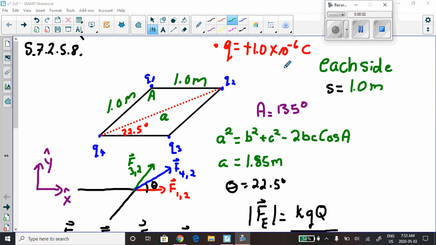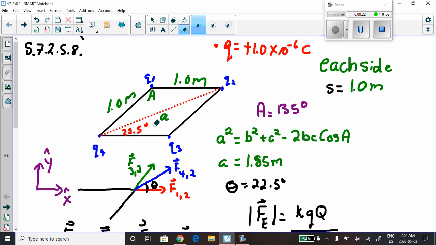Okay, so we got a great question here. Section 7.2, question 8. Waleed asked this one. Thanks a lot, buddy. So this is a rhombus, right? Kind of a square or rectangle that's been shifted, square in this case.